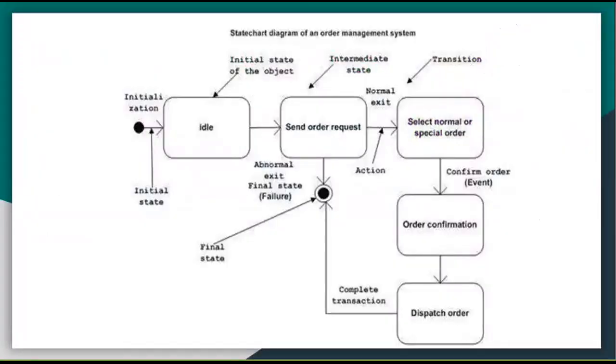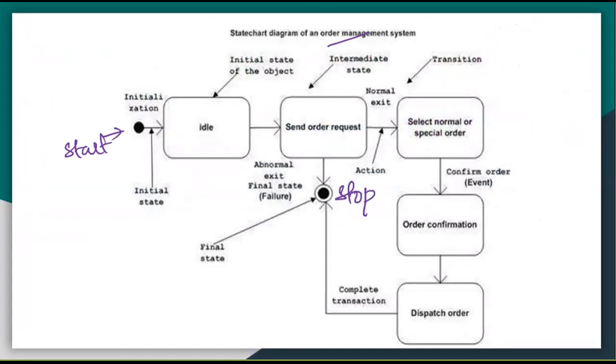Now there's an example of a state chart diagram. There's a state chart diagram for an order management system. Now within this order management system, the state chart diagram is similar to the activity diagram. This is your start state. This is the stop state.